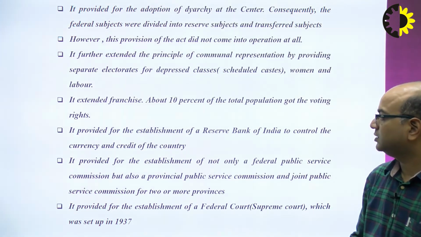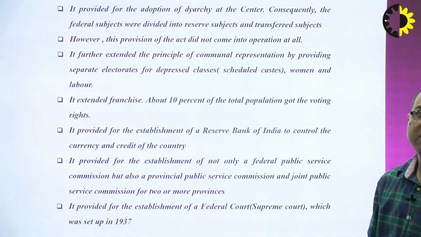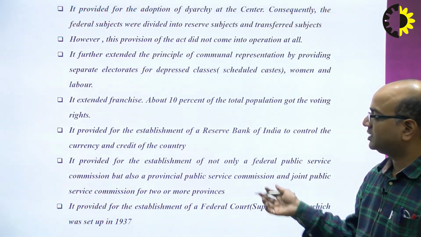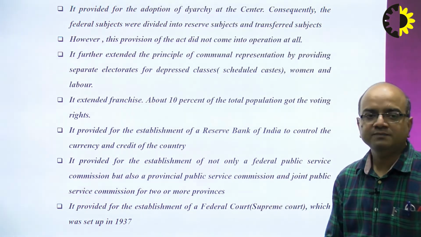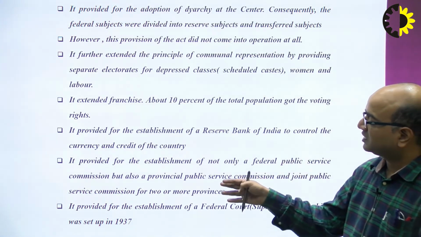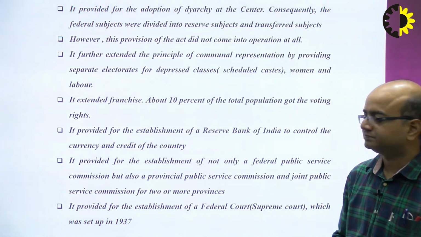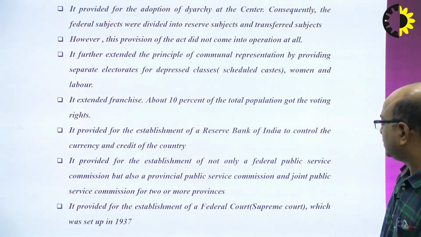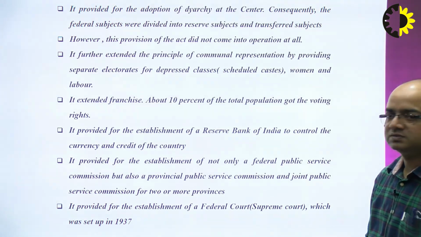So it provided for the establishment of not only a federal public service commission but also a provincial public service commission and a joint public service commission for 2 or more provinces. Ultimately, we need some people who are highly qualified, who are experts, and who would basically help in making policies. So not only at the central level but also at the state level, these public service commissions were established. Then it provided for the establishment of a federal court or the Supreme Court, which was set up in 1937.